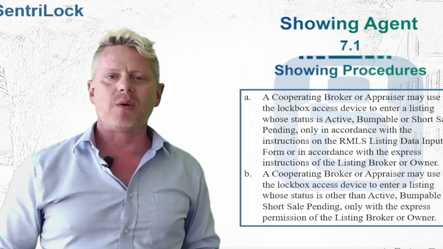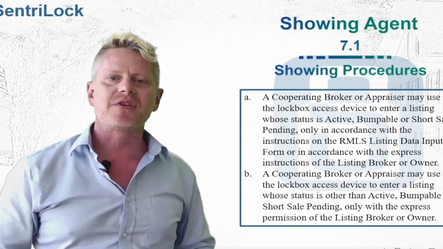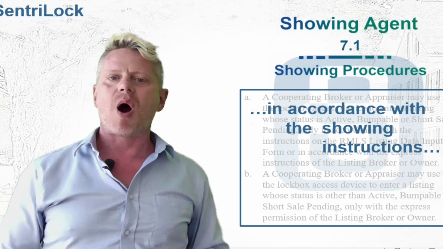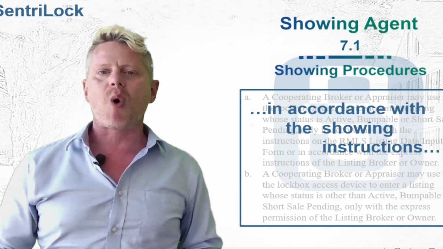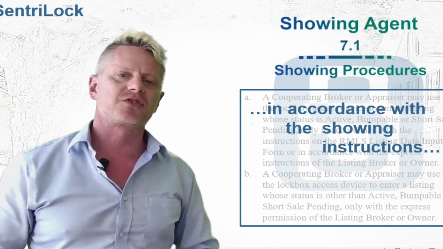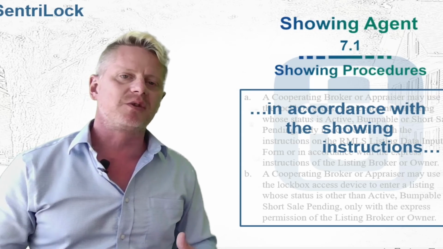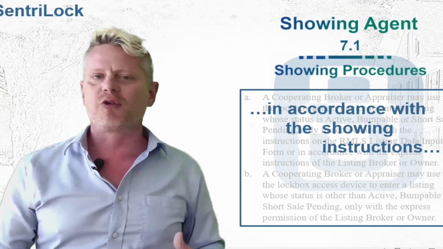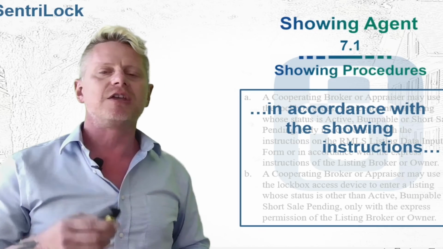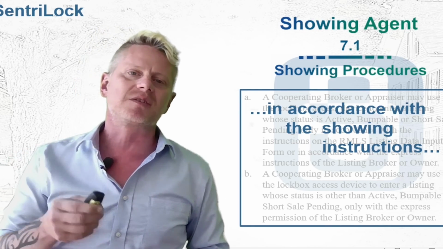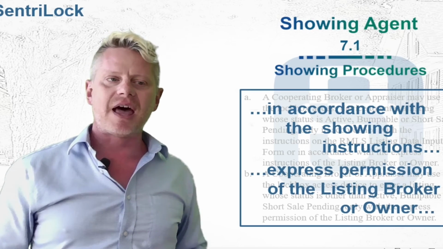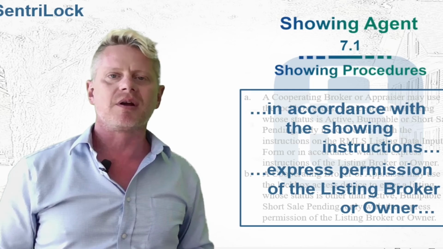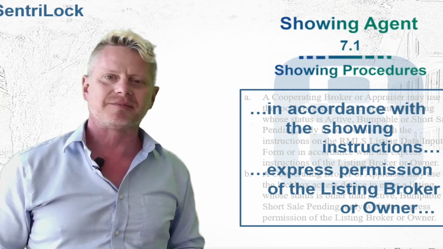Rule 7.1 goes into more details about the showing procedures, and that is these lockbox devices are only to be opened in accordance with the showing instructions. If you need to schedule an appointment, make sure you schedule that appointment. If that appointment needs to be approved by the listing agent or by the homeowner, you need to wait until that appointment is approved, unless with express permission of the listing broker or owner. That is the only exception.